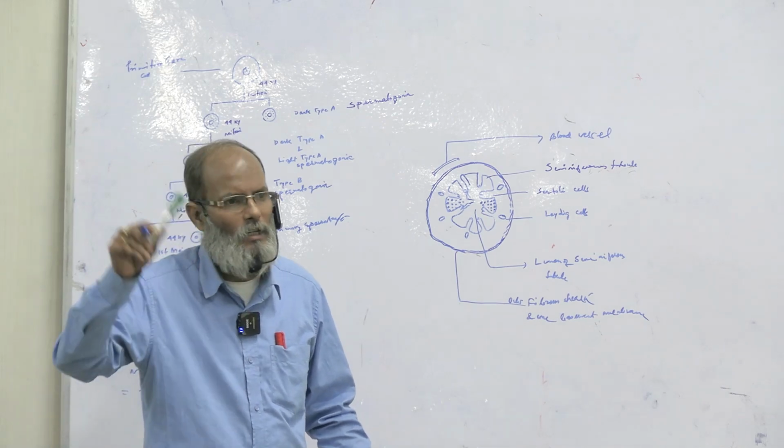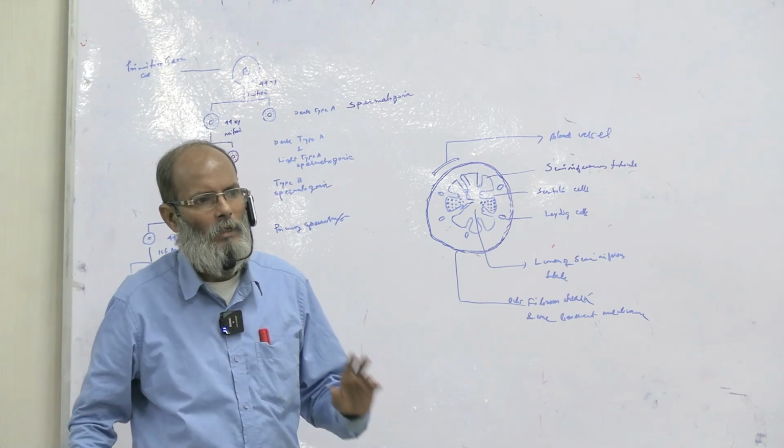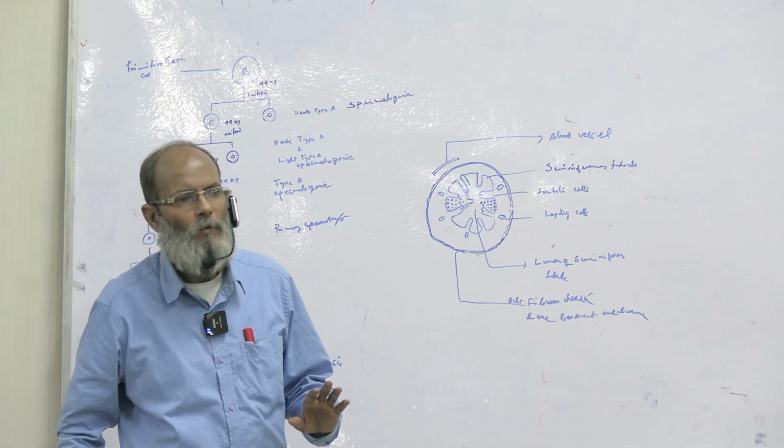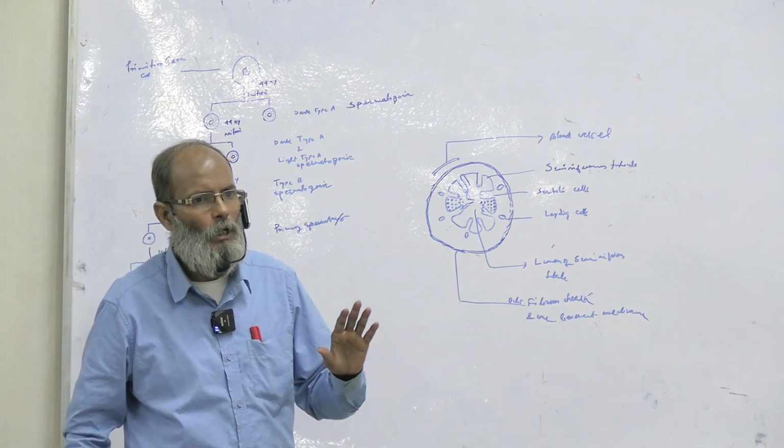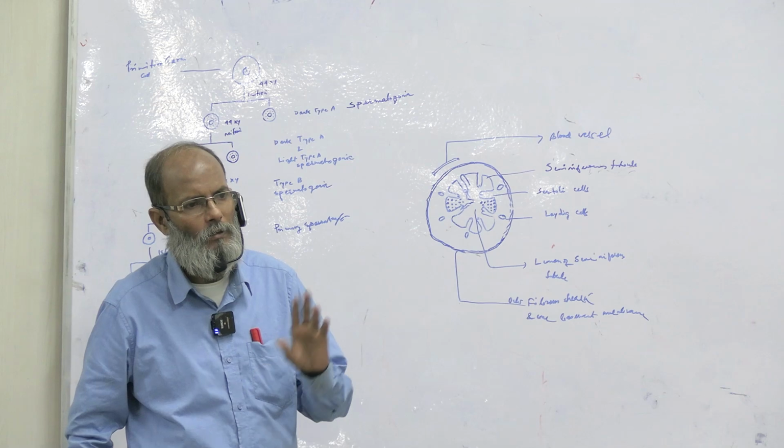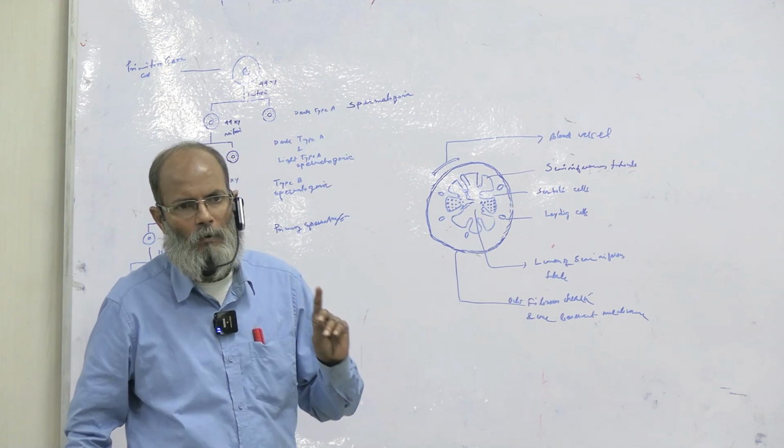Sertoli cells are large cells that help in providing nutrition to the developing spermatocyte. What do Sertoli cells do?